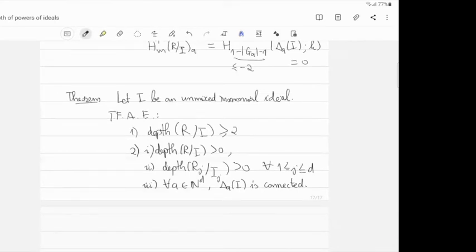And this is very easy because, for example, if you have these three conditions, then the first condition tells you that the zeroth local cohomology of R mod I is zero. And these two conditions tell you that the first local cohomology of R mod I is zero. And so the depth must be at least 2, right? Because the first non-vanishing local cohomology is in degree 2, not 0 or 1.